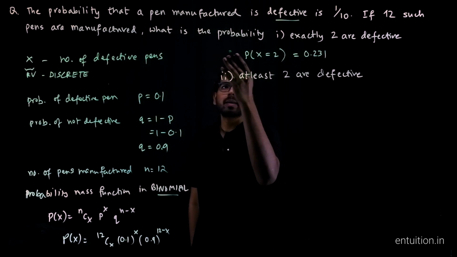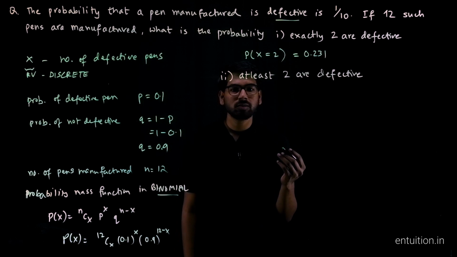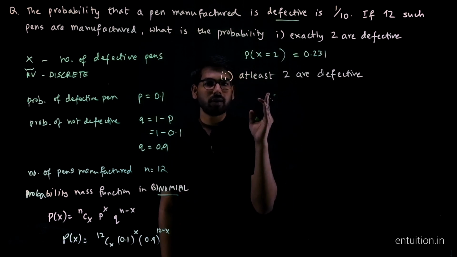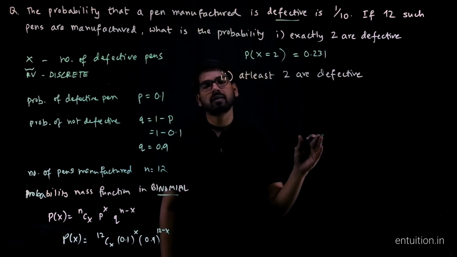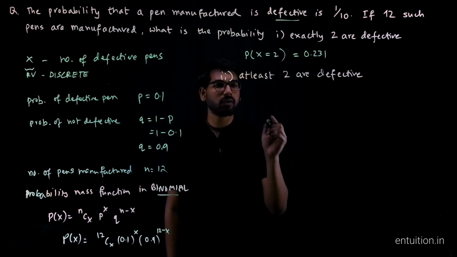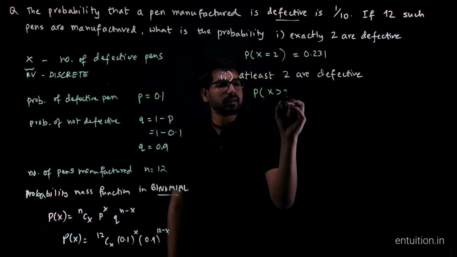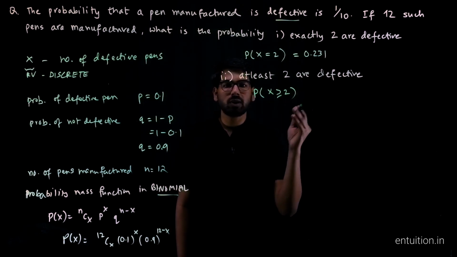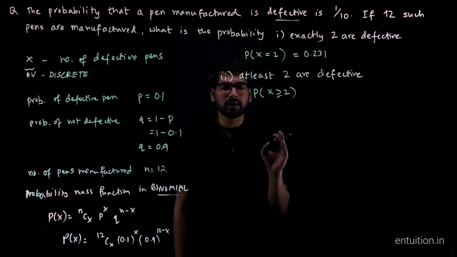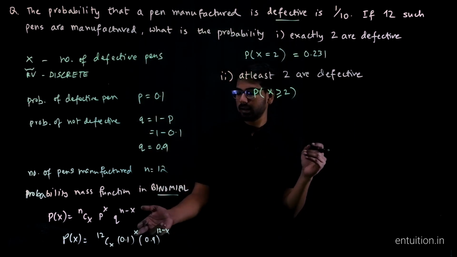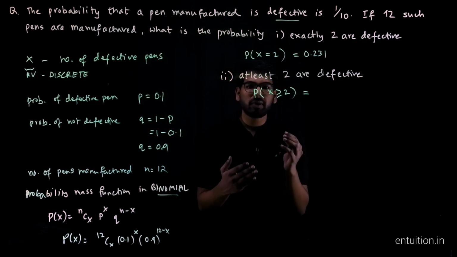Okay, so the next question is the probability that at least 2 are defective. What do you mean by at least 2? At least 2 means there can be 2 defective pens, 3 defective pens, 4 defective pens, 5 defective pens, like that, till 12. So I can write probability that x is greater than or equal to 2. At least 2 are defective means x equal to 2 and all the above values of x till 12, because that's the n here.